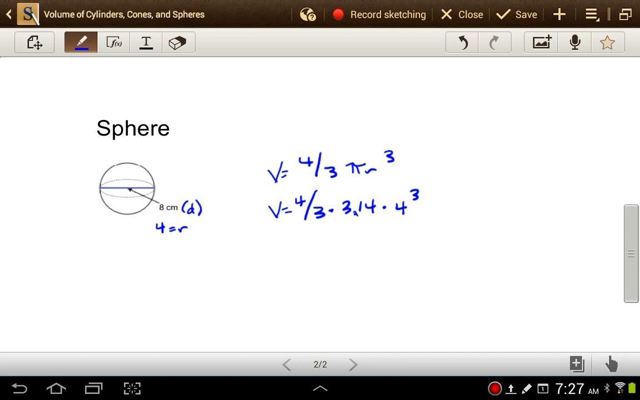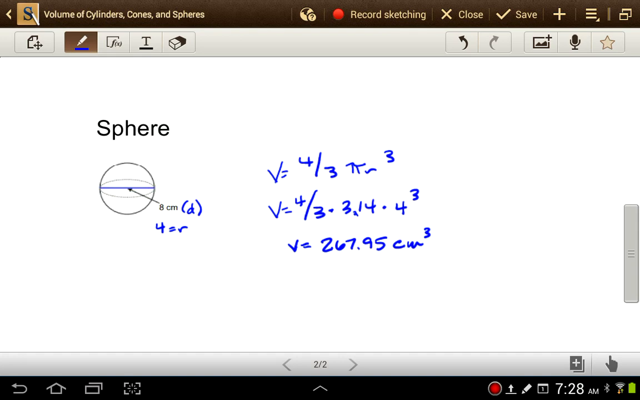Remember, in your calculator, you have to use your little caret button. So you can do 4, the little caret button, which is like the arrow pointing up, 3. Okay, when I type that all into my calculator, I get a crazy answer that goes on forever. So I'm going to go ahead and round that to the nearest hundredth. So volume equals 267.95 centimeters cubed. Again, volume is always cubic units.